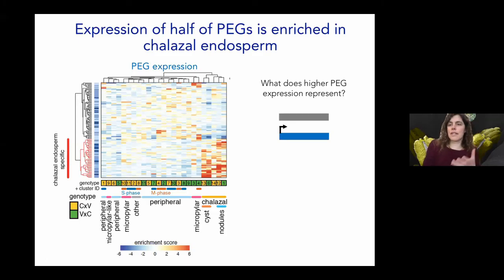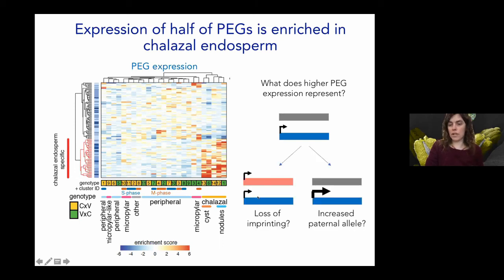So what does this higher expression of PEGs represent? Again, coming back to our cartoon of an imprinted gene where the paternal allele is expressed and the maternal allele is not expressed. Higher expression could mean that there was a loss of imprinting, so that now both maternal and paternal alleles are contributing to expression. Or it could be because there's increased paternal allele expression, so there's even more paternal bias.